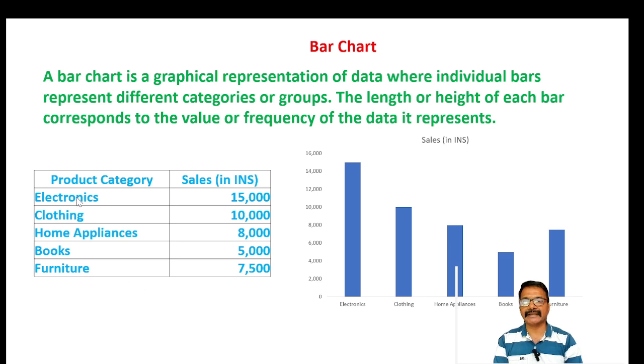Here the categorical variable is product: electronics, clothing, home appliances, books, furniture. This comes under the category of product, and for each category you have the sales. So it is not a histogram because it is categorical data, and for that you need a bar chart so that you can compare the sales in this particular case for each product category. There is no relation between a bar and the adjacent bar. It is not continuous, whereas in the histogram it was continuous. So these are the things regarding the histogram and bar chart.